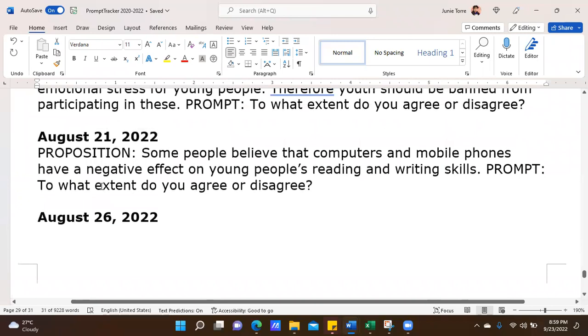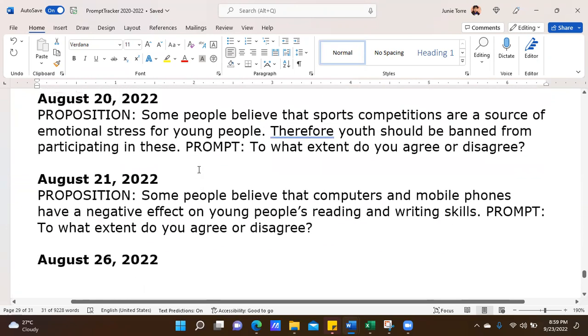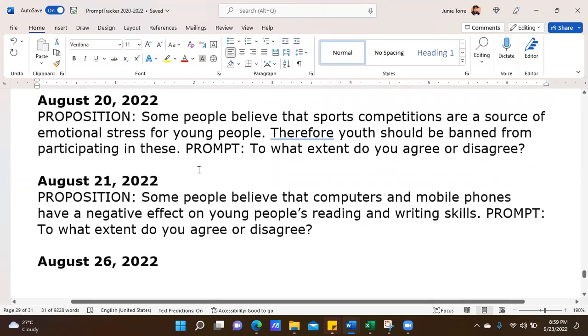Some people believe August 26 lang siya, guys. Last month. Some people believe that computers and mobile phones have a negative effect on reading and writing skills.